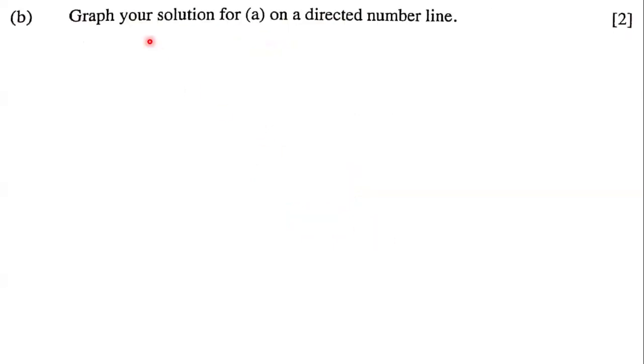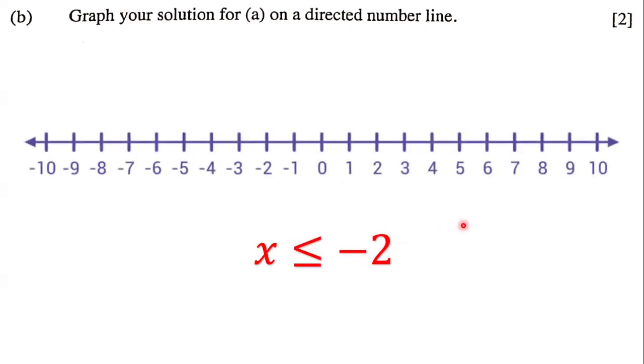Next, we have to graph our solution on a directed number line. And so what we have to do here is notice that our solution was x is less than or equal to negative 2. So we go on our number line and we shade in negative 2. And the reason why we put a circle on top of negative 2 and shade it is because we have a line here, and this line indicates that negative 2 is included in the solution set. And so we have to put a circle and shade it.